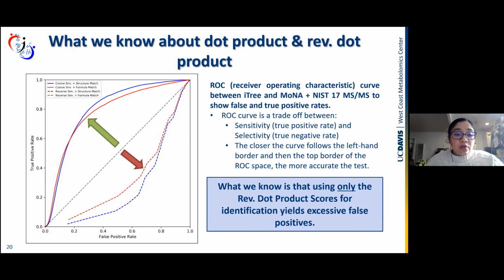And when you rely on your dot product score, or as it's shown in the graph, a cosine score, you're going to have a lot more true positives. So when you're analyzing your data, be mindful of the scores that you're using, or the cutoffs that you're using for these scores to justify those candidate lists, and always visually check your MSMS matching.